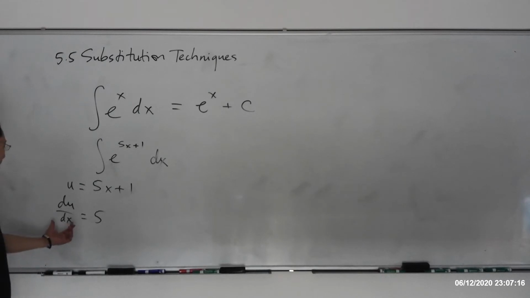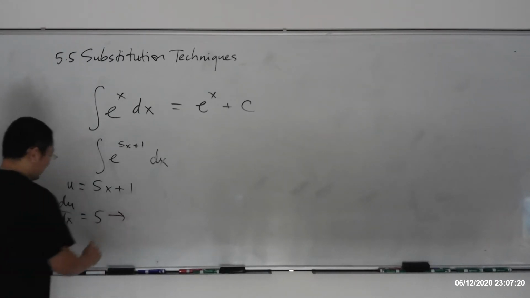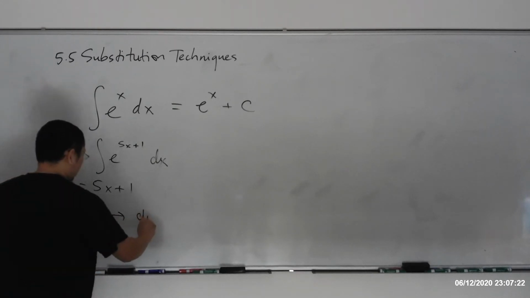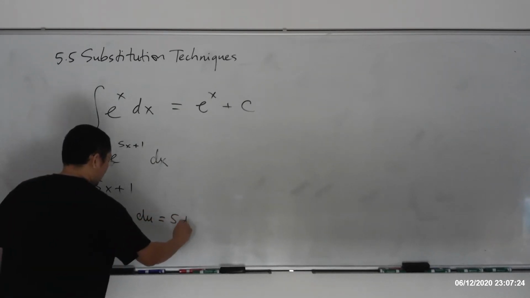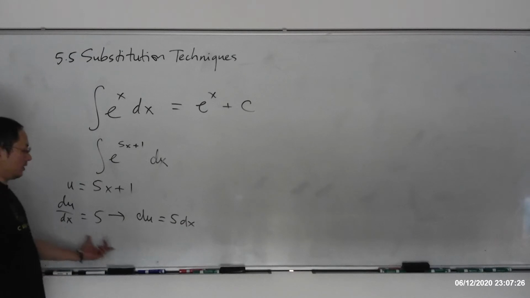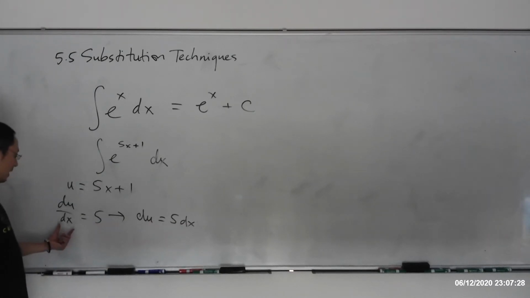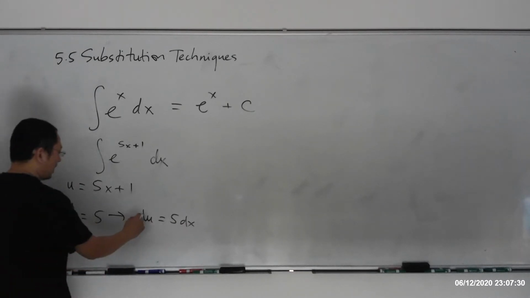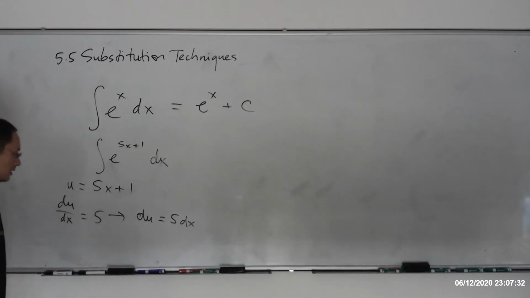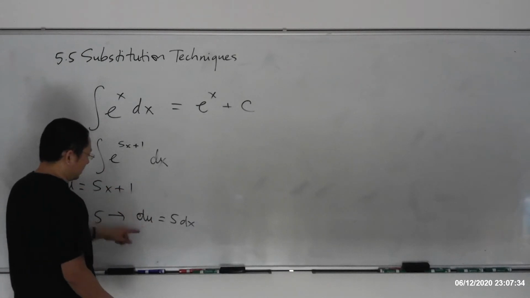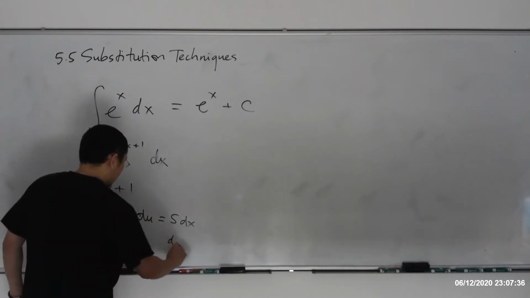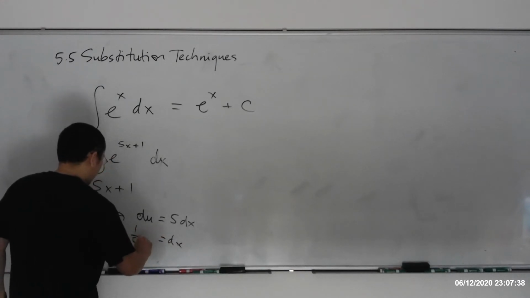Later on, you guys are not going to write it this way anymore. You're going to move directly to the next step, which is du equals 5 dx. Then you can skip this one and write all the way to here right away. What did I do from here to here? I multiplied both sides by dx. And then I have to convert everything to u. So dx is 1/5 du.